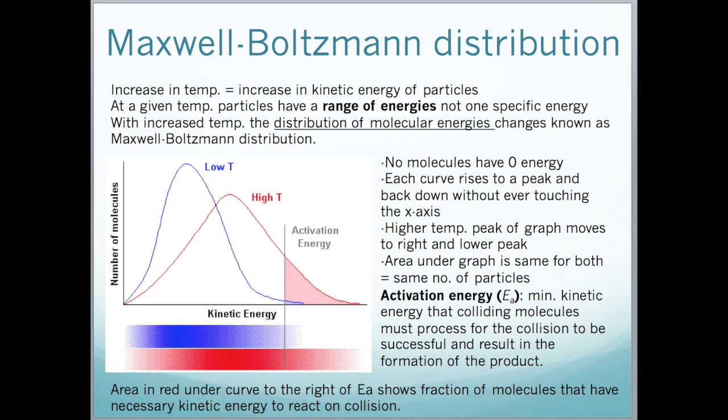When we increase the temperature, we increase the kinetic energy of particles. At a given temperature, the particles have a range of energies and not just one specific energy. With increased temperature, we change the distribution of molecular energies, and this can be represented by a Maxwell-Boltzmann distribution as shown here. On the x-axis we have the kinetic energy, and on the y-axis we have the number of molecules. We also have two curves. The red one represents a high temperature and the blue one represents a low temperature.